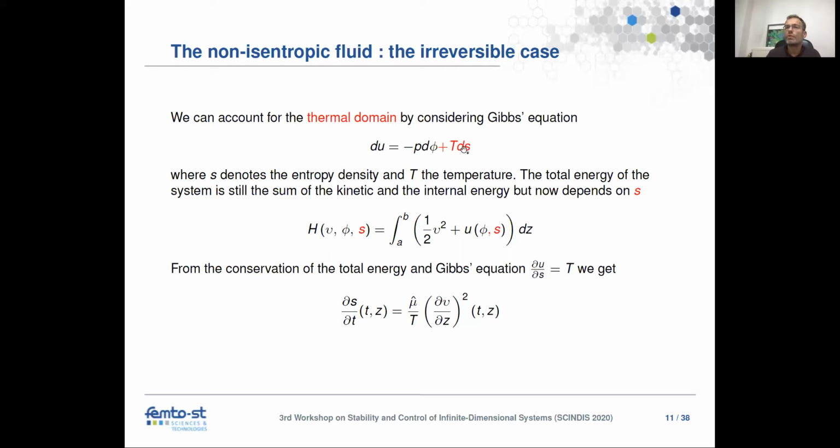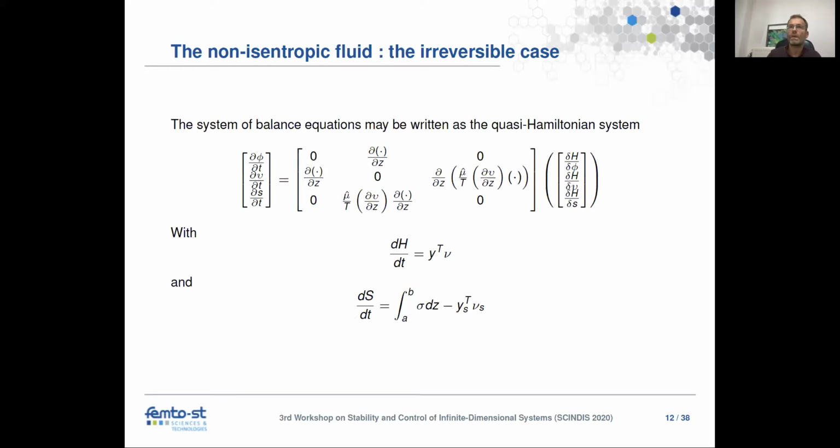From this definition, if you write the conservation of the total energy, you can write the balance equation on the entropy. In this case, the balance equation on the entropy is linked to the square of the derivative of the velocity with respect to z multiplied by mu over T. Okay, so this is an additional balance equation. And you can write down your system of equations in this format, meaning that you still have this first order differential operator, but now the term that is related to the viscous damping is added, and you add an equation related to the entropy balance that relates the other physical domain with the thermal one. And the co-energy variable associated to the entropy is the temperature.